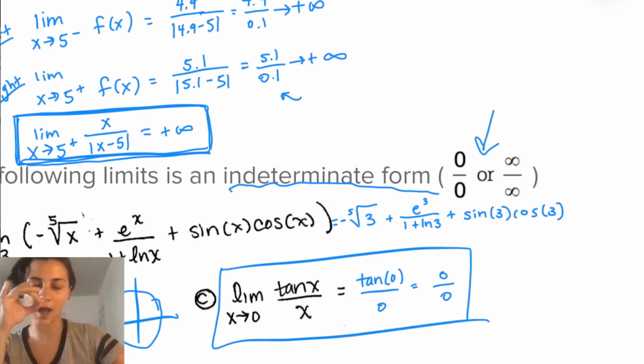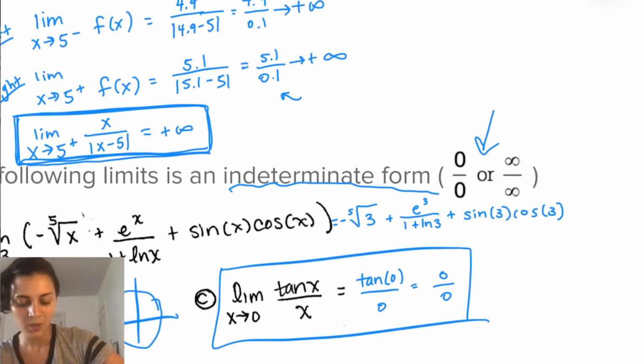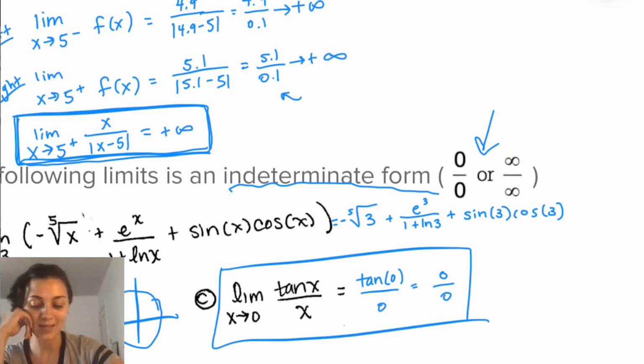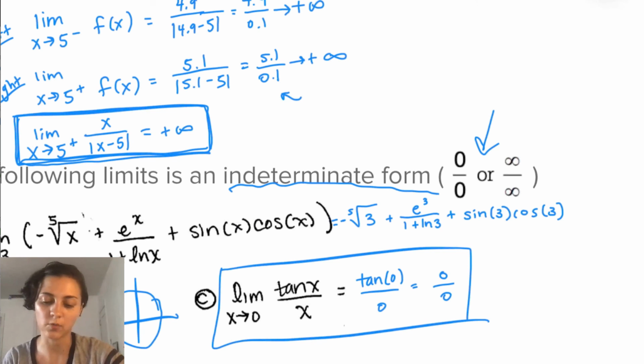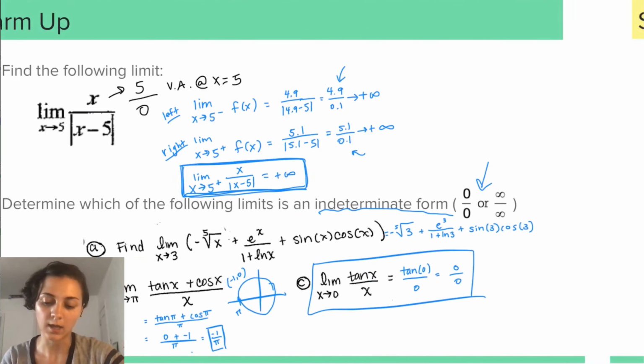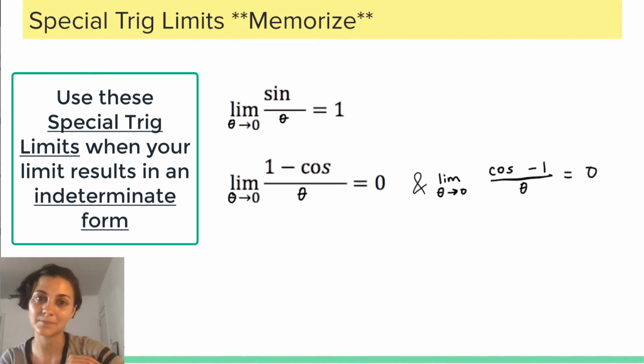We have a hole in the graph, but there's still things you can do algebraically to figure out what it is. But if we look at this problem, tangent of x over x, it's not factorable and there's no square root for me to rationalize. So for trig limits, there are some limits that you're going to have to memorize in order to solve a problem like this. The same tricks don't necessarily work for trig functions. We do have to do some memorizing. So go ahead and pause the video, write these down.